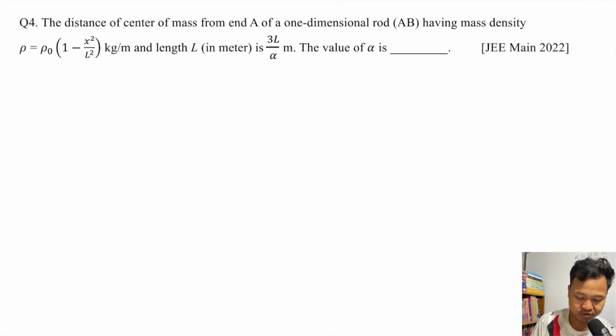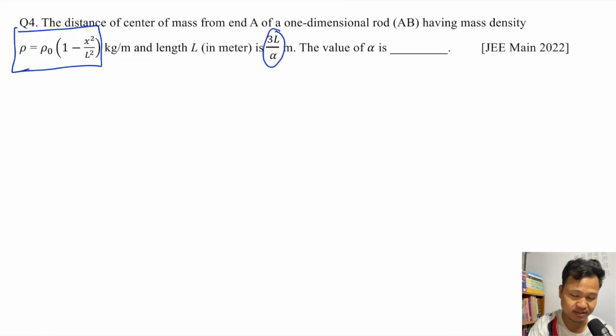Now the actual question: the distance of center of mass from an end A of a one-dimensional rod of length L, having mass density rho, is given like this. The center of mass will come in the form of 3L by something.